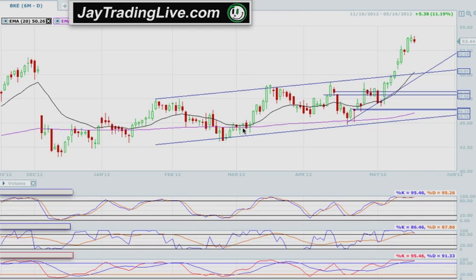right on this candle right here, also hugging the 200, also right on the 20, and bam, there you go, off to the races on BKE.